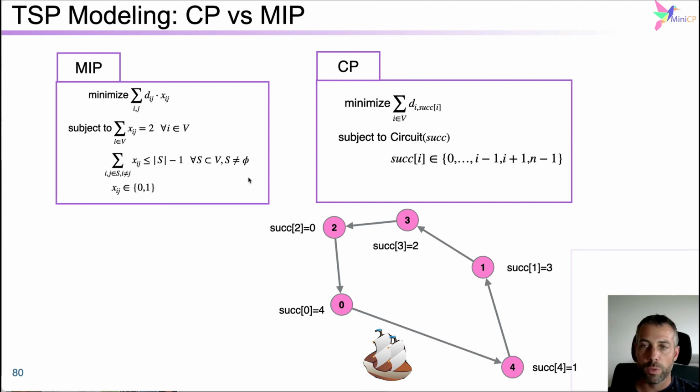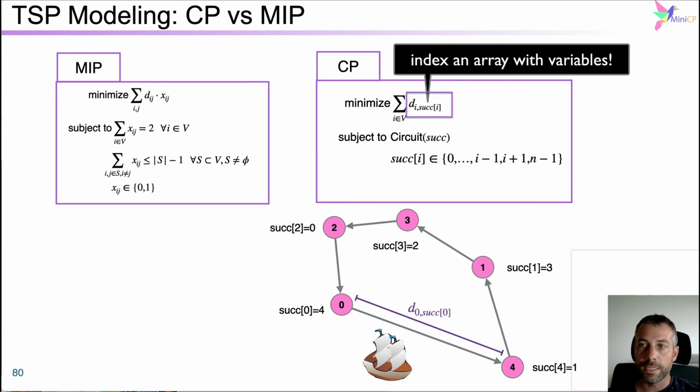In CP, if you want to model in a declarative way this kind of problem, you can use just the circuit constraint and then you can use an arithmetic sum constraint to collect all the traveling distance performed by the salesman by visiting one city after the other. So that's very high level, and that's the way we would model this kind of problem in a declarative way in CP.